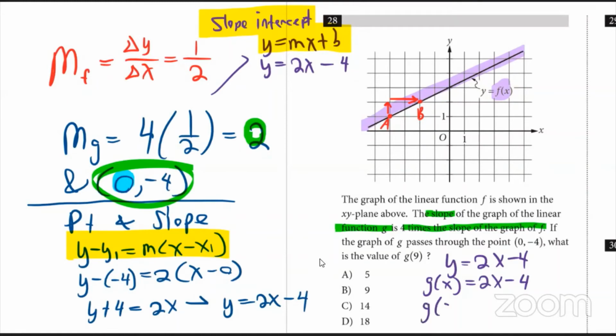So g of 9 means it's the same function when x is plugged in as 9. So 18 minus 4, and it's 14. So the answer to number 28 is going to be C.